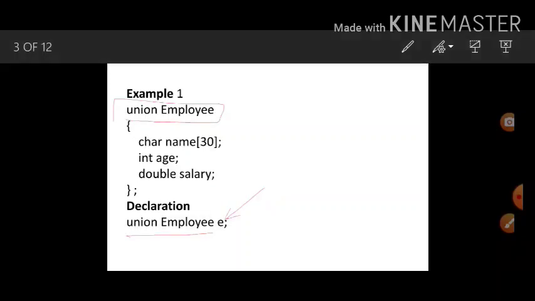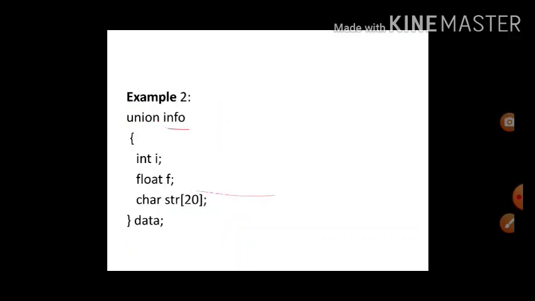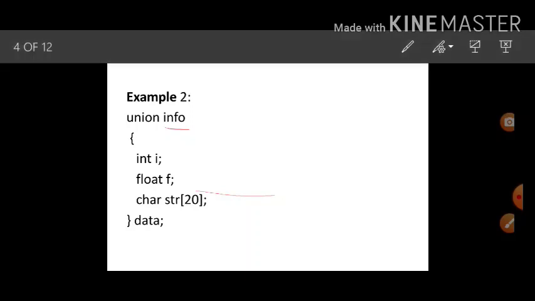In the previous slide, we just defined the union, but we did not declare any variable. We declared it in the main program. But here we have declared it along with the union definition: union info, give all the variables, and then declared the union variable data along with the union.